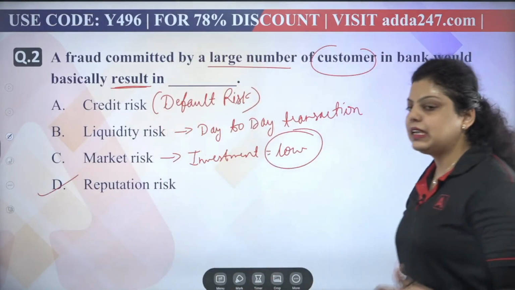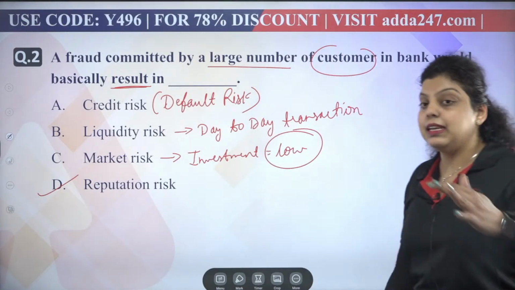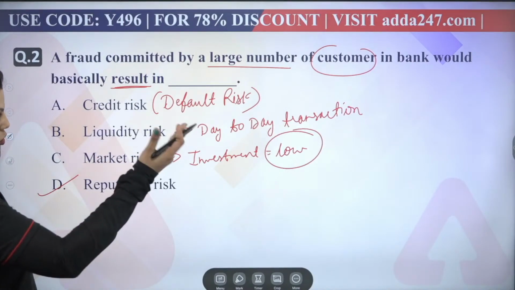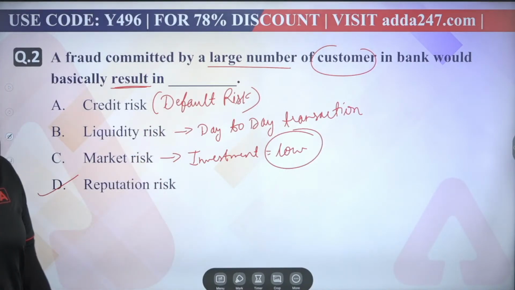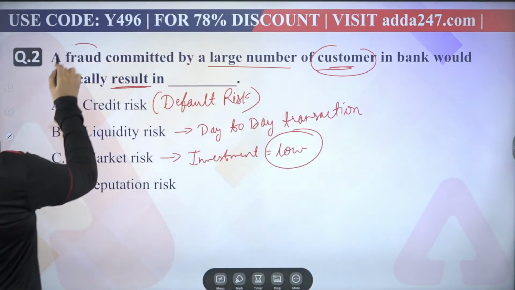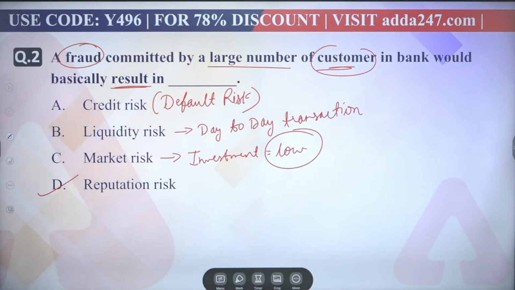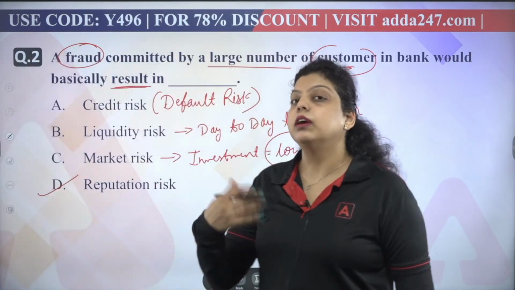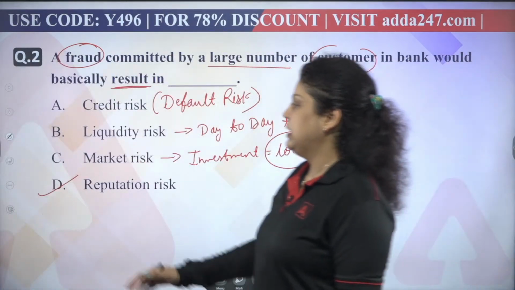When there is a negative reputation of the bank, when there is negative word of mouth about the bank, that is known as reputational risk. So we are saying a large number of customers have committed fraud. Now, what kind of risk will it be? Reputation risk, because the bank's reputation is now negative, or there is negative word of mouth. Okay. Now, the third question.